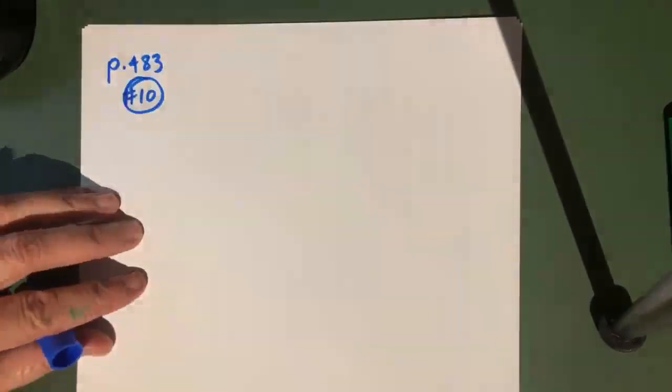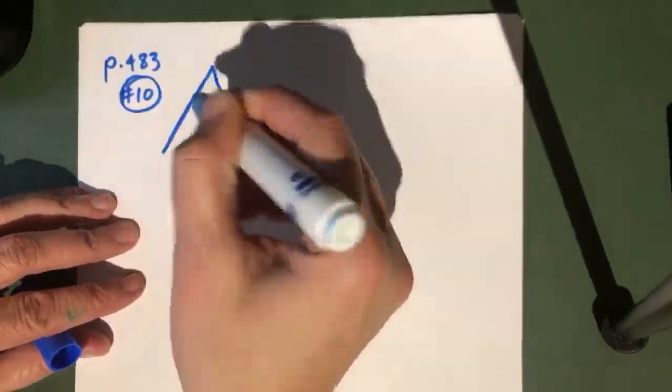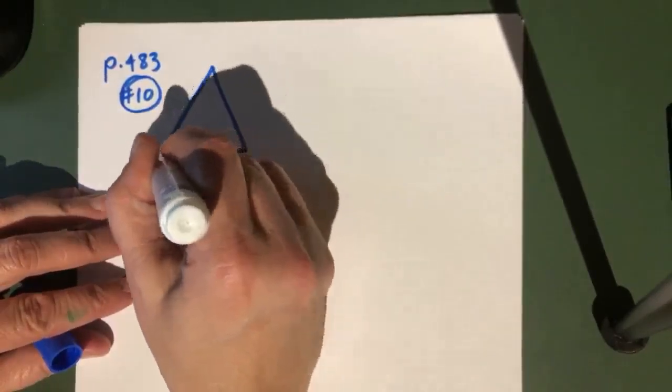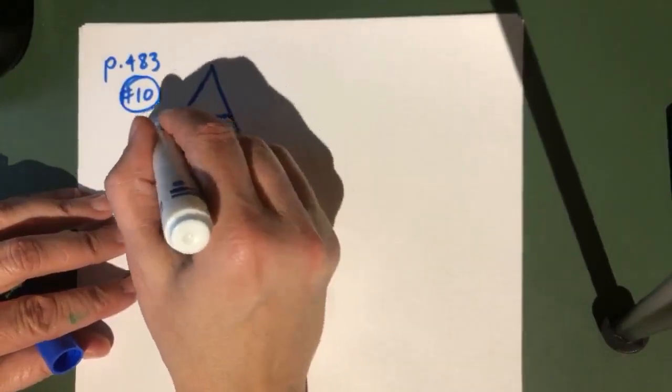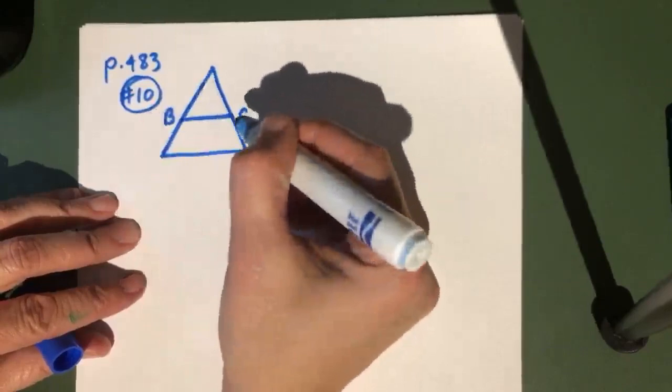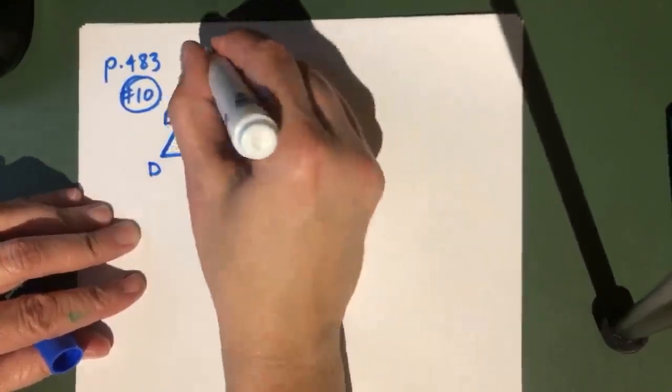Okay, number 10 says, determine whether the triangles are similar, and if so, write a similarity statement. If not, what would be sufficient to prove they are similar? Okay, so let's take a look at this. I'm going to draw the picture that's in your book. Again, because I love to demonstrate my artistic skills. So I'm drawing what's in the book. You've got B, C, D, F, and A.